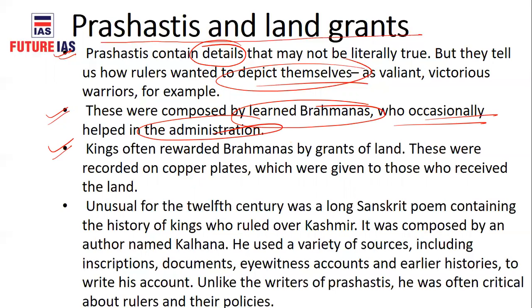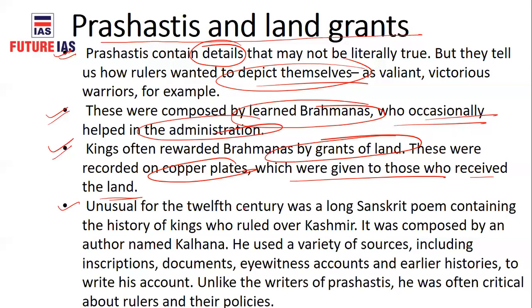And the kings who were taking the support of those brahmanas for writing their own prasastis often rewarded those brahmanas by the grant of land. And these were recorded on copper plates, right, which were given to those who received the land. So this recording on the copper plates will tell us the system of reward which was granted to the brahmanas as land. So the grant of land was given to the brahmanas as a reward for writing a prasasti, the praise of the king.